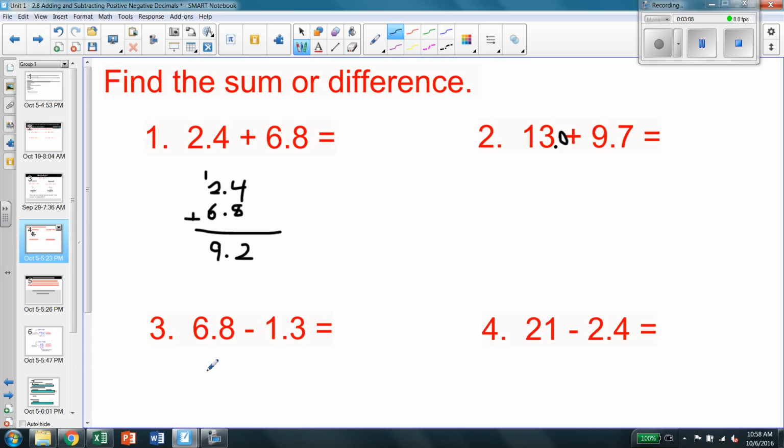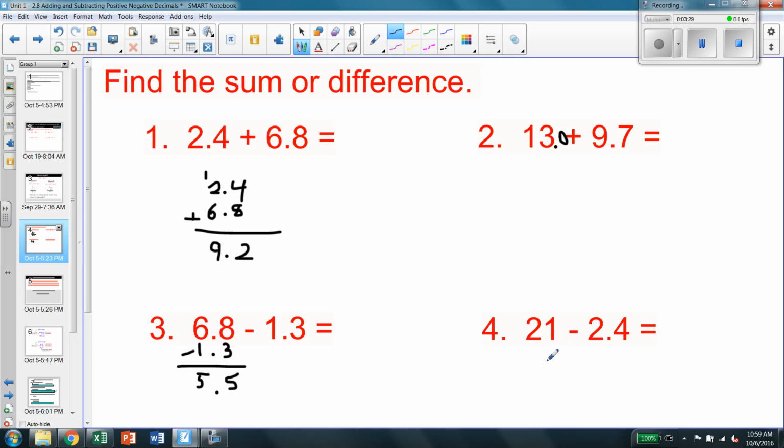So how about here, 6.8 minus 1.3. I'm just going to do it underneath to make my life a little bit easier. 8 minus 3 is 5. Decimal stays in the same line. 6 minus 1 is 5. So we get 5.5.